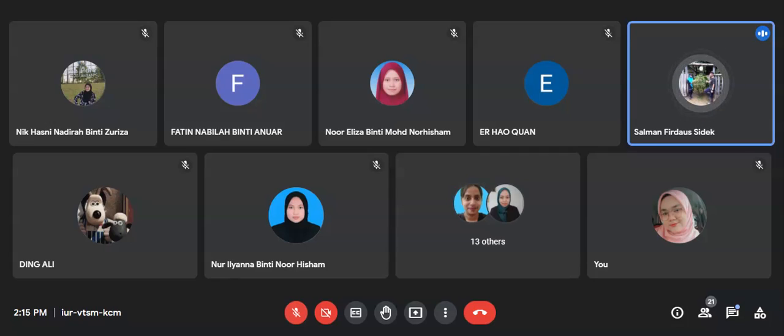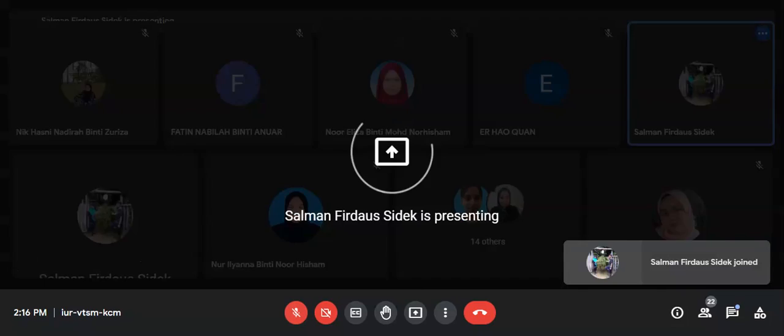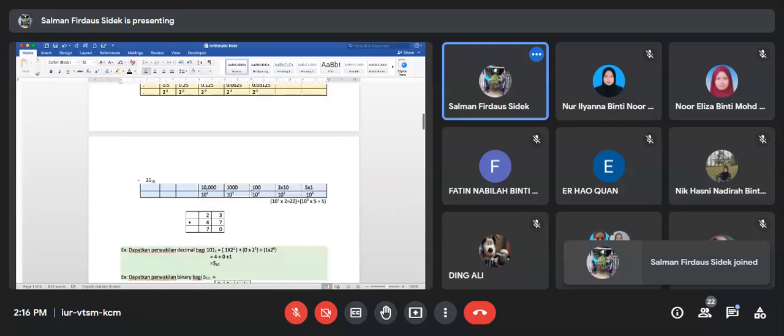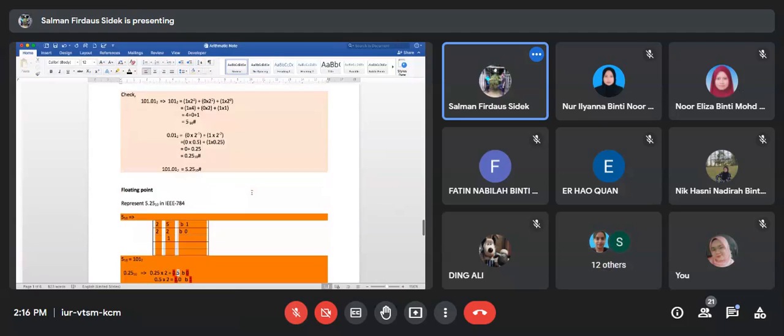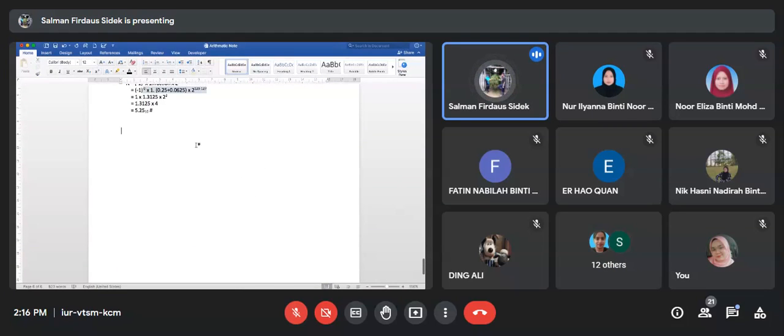Okay, so as for today, we will proceed to the arithmetic operations, which are addition and subtraction, but we give more focus to the addition operation. So I will show you the notes. Okay, arithmetic operation.